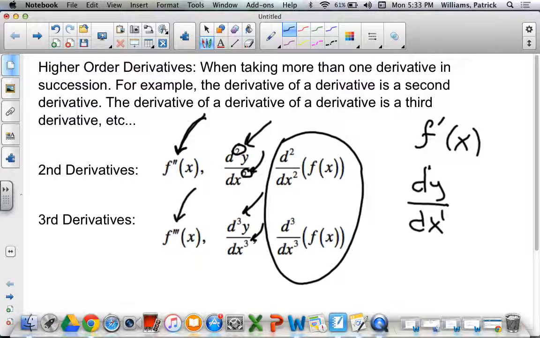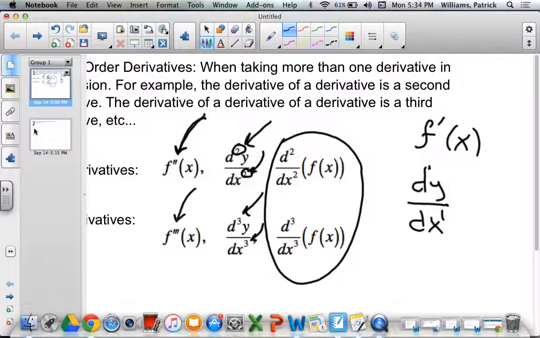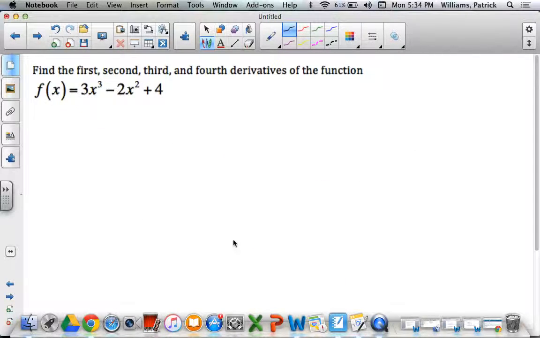All right, so let's look at an example of calculating several derivatives. We want to find the first, second, third, and fourth derivatives of this function, 3x cubed minus 2x squared plus 4. So see if you can do that on your own real quick. Pause the video, and then let's see if you got it right.